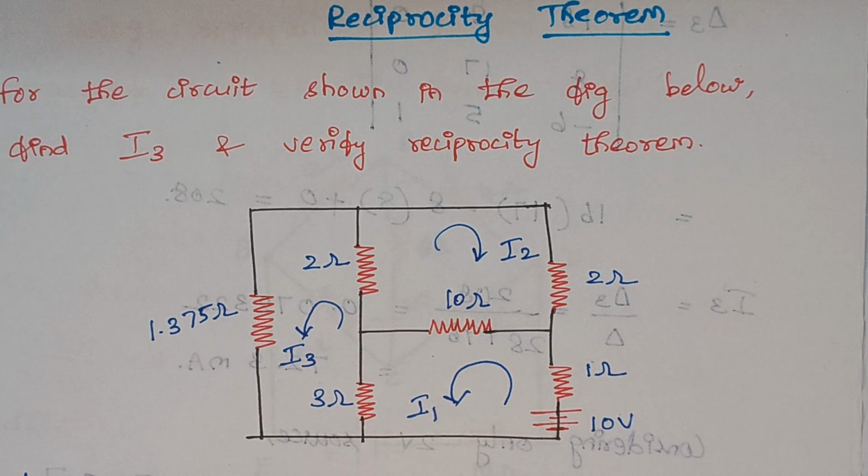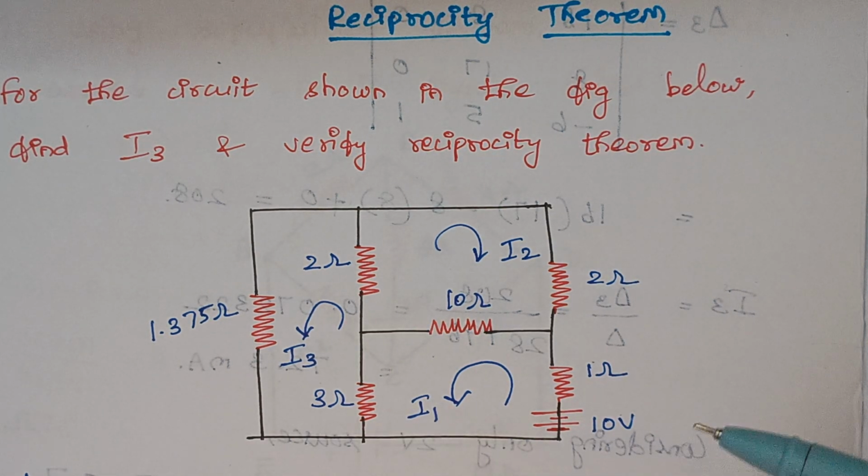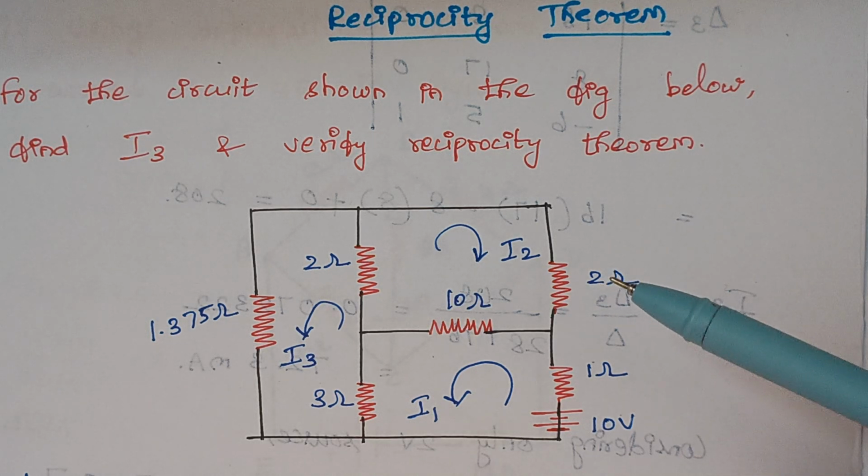Today we are going to solve problems related to the reciprocity theorem. To explain what is meant by the reciprocity theorem, we will go with this problem. Here, we will have only one current source, not like the superposition theorem. In the superposition theorem, we have two sources, but here there will be only one source.